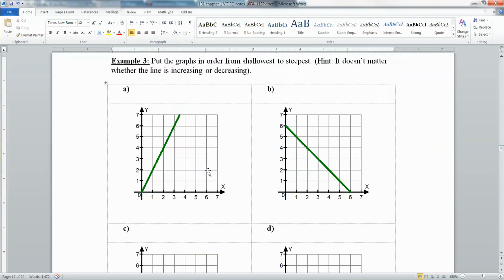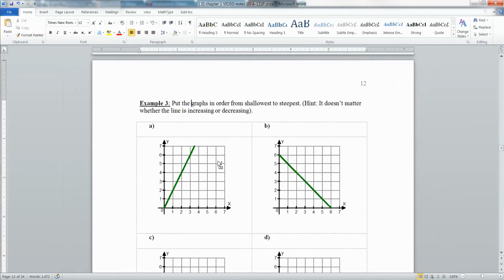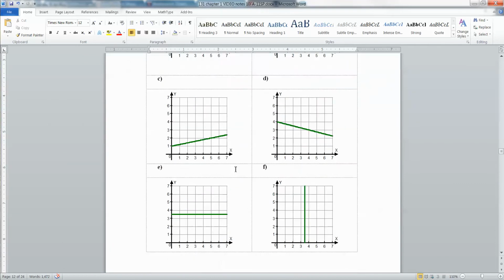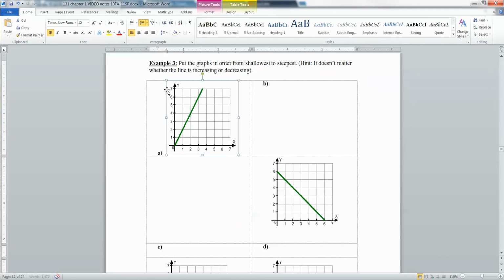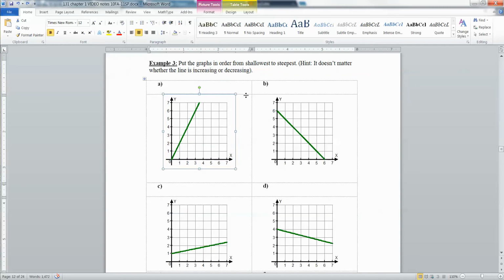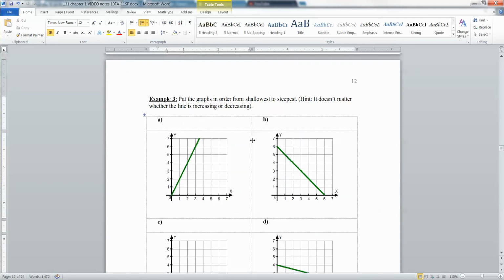All right, next I've got some graphs here all on a page, and I'm going to have to zoom out a little bit, but look at it on your paper. And the idea is you want to put these graphs in order from shallowest to steepest. And we're not going to care about whether they're increasing or decreasing. We just want to care about their steepness. So, and we can even measure their steepness, to be honest. Let's do a little bit of legwork here.